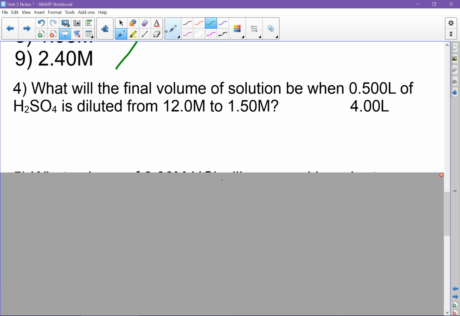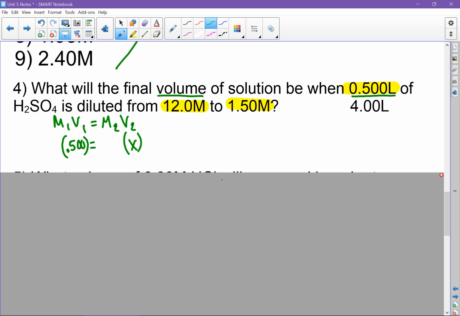So if I look at number 4, first I'm going to highlight all of the numbers to help myself. Then I'm going to write the formula, M1V1 equals M2V2. So it says I'm looking for a final volume. So make one of your V's the X value. Since it's final, I'll put it over here. And so if I look in the question, it says that the other volume number that I have is 0.500, so that goes over here for V1.